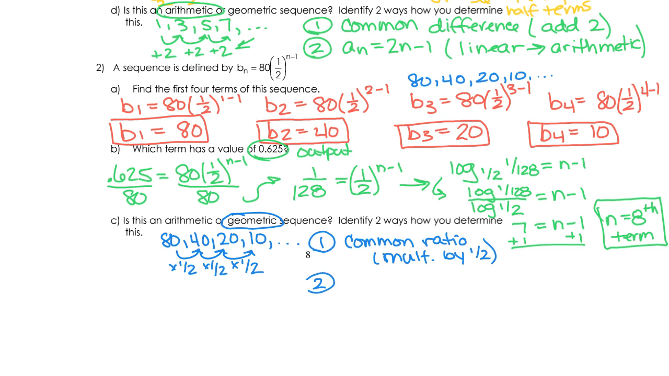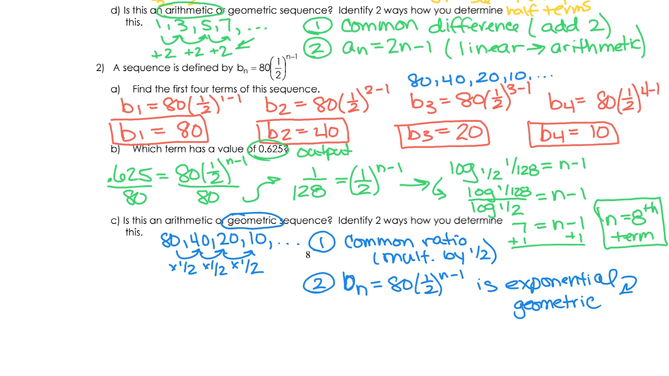Okay? And the second way of telling is that, remember that our formula is exponential because your exponent has the variable in it. And so we can go ahead and say that b sub n equals 80 times 1/2 raised to the n minus 1 is exponential. And remember, exponential functions are modeled by geometric sequences, or we say geometric sequences model exponential, either way. Okay? And so there we go.